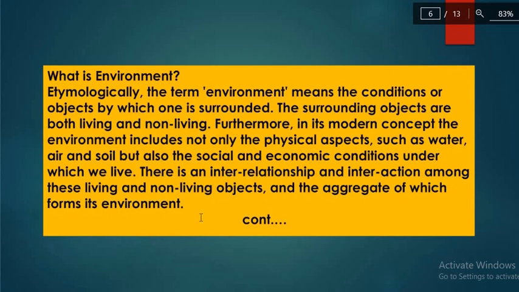I'm going to make it much clearer. So to be environment, there should be the coordination of living and non-living things. Let me make you clear. We are human beings. We are biological by nature. We are living beings. And we live depending upon the non-living things. For example, air, water, these are non-living.